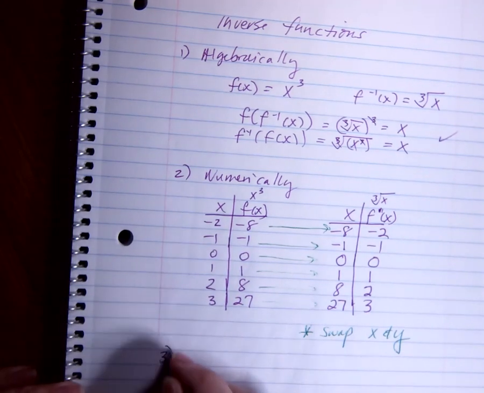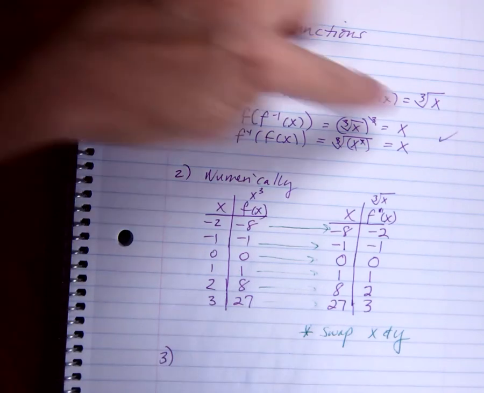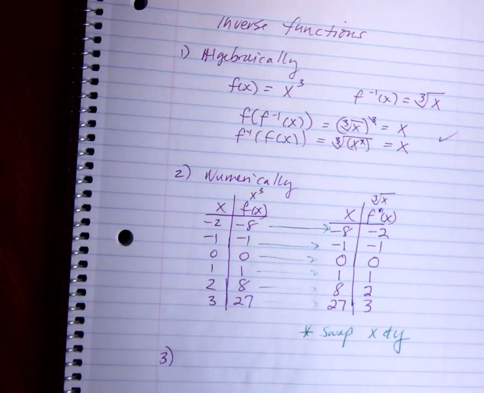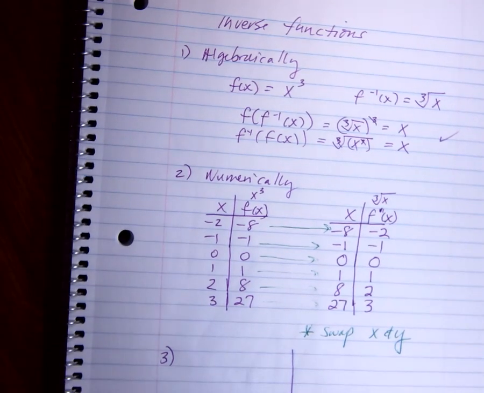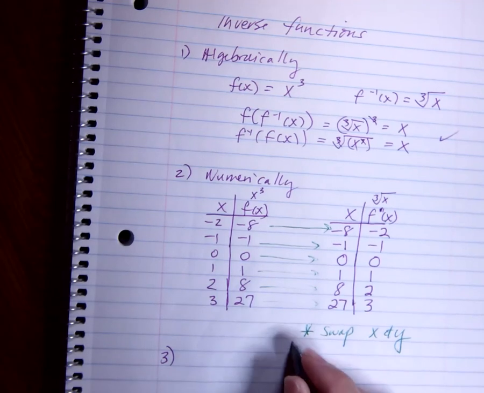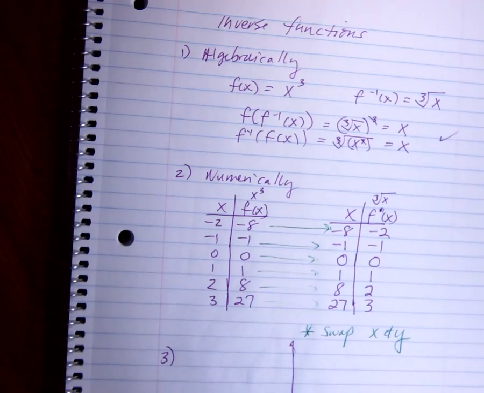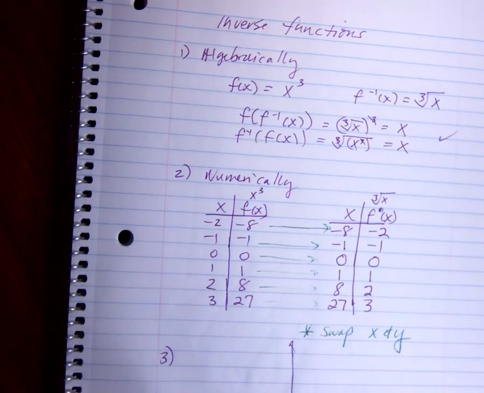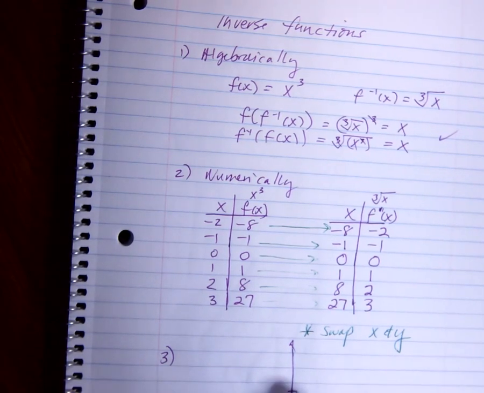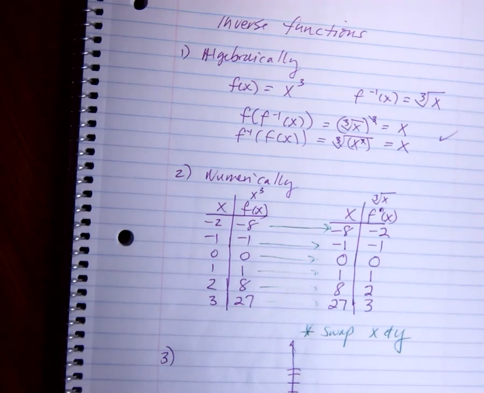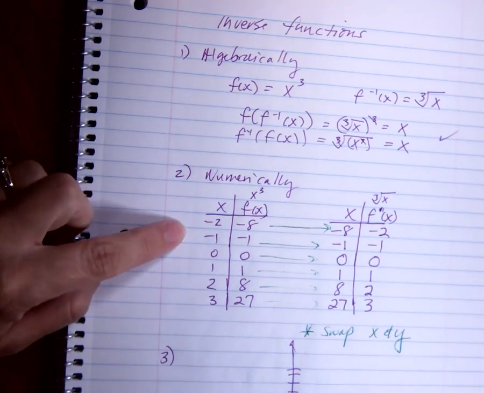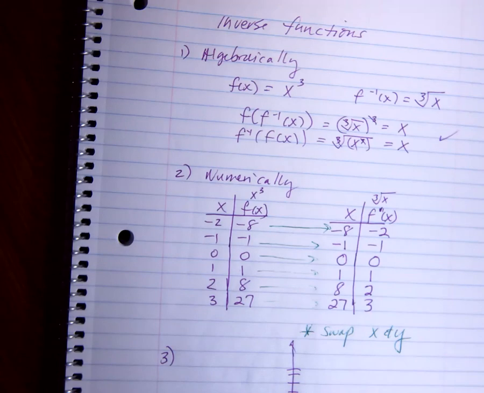Now let's look at what happens to those same ordered pairs, these same algebra functions, when we graph them, because there should be a visual pattern as well when we go to graph two inverses. I'm just quickly coming up with some graph paper here. Okay, so let's look at the first function where I'm graphing x cubed.